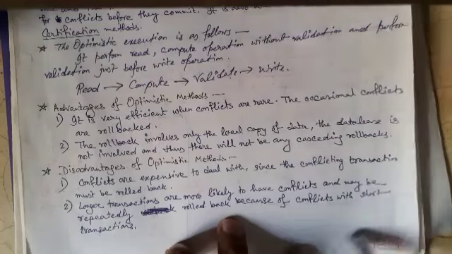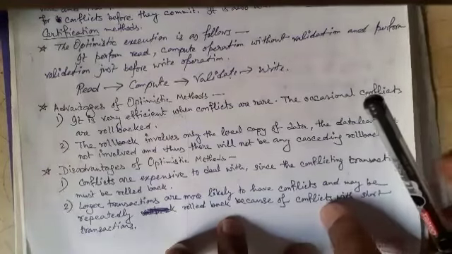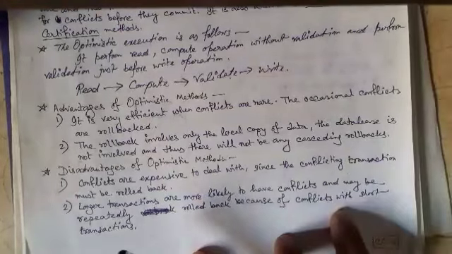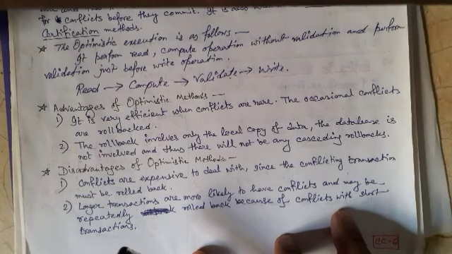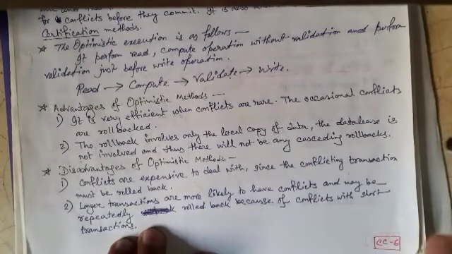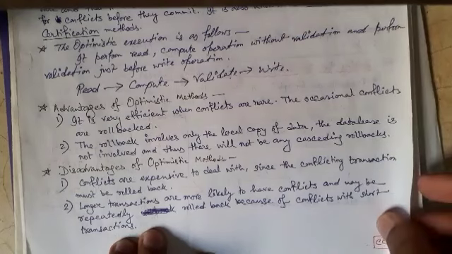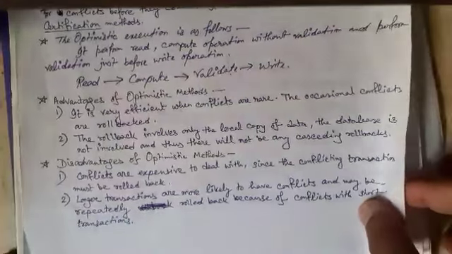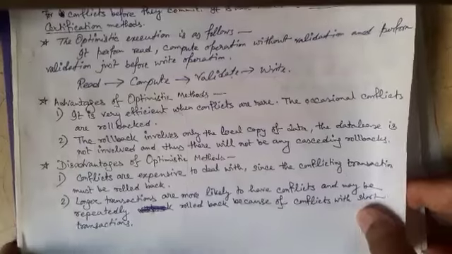Now, the disadvantage of the optimistic method. It is a disadvantage if conflicts are expensive to deal with, since the conflicting transaction must be rolled back. If conflicts occur in a transaction, then there will be some problems. If more conflicts occur, then more rollbacks will be there, and that will be the main problem in the optimistic method. In longer transactions, we assume that there will be more conflicts. So in longer transactions, the optimistic method is not appropriate.